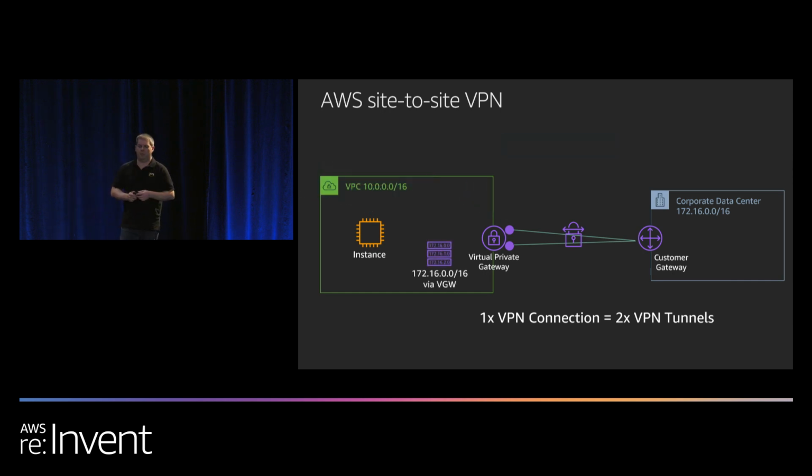Well, we go to that route table, and we add an entry to it. So we put 172.16/16 into the route table with a next hop, a target of the virtual private gateway.